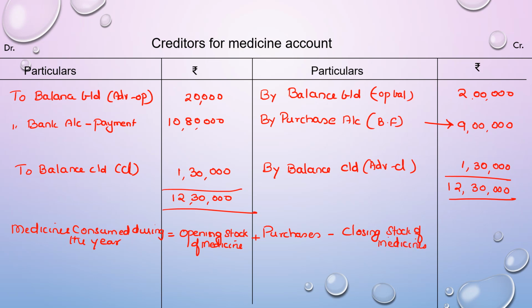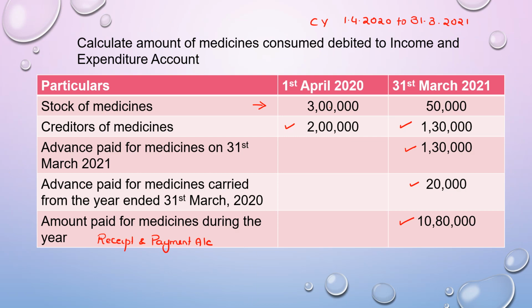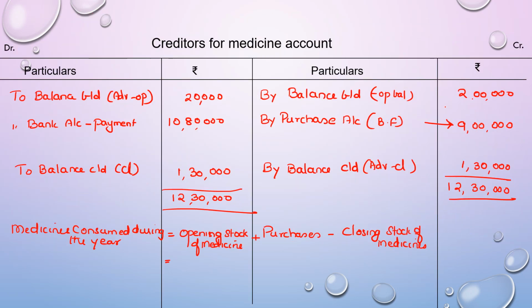Now, the opening and closing stock is given in the question. As I told you, we are going to use it here in this formula. Opening stock was 3 lakh, closing was 50. So, let us put it here. Opening stock was 3 lakh. And closing stock is 50,000. And the purchases we have ascertained by preparing the creditors account, which is 9 lakh rupees.